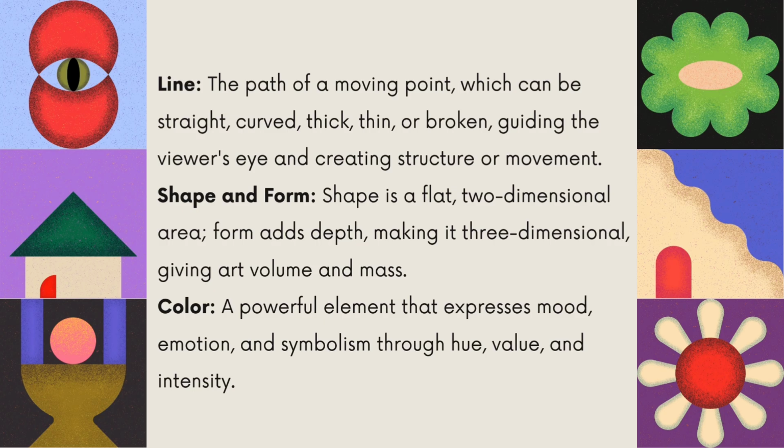For example, warm colors like red and orange. Red, in terms of mood or emotions, we commonly think of red as anger. Then orange shows energy.